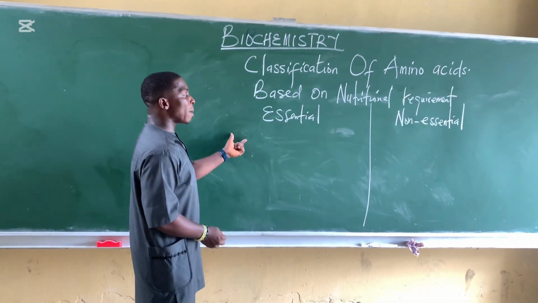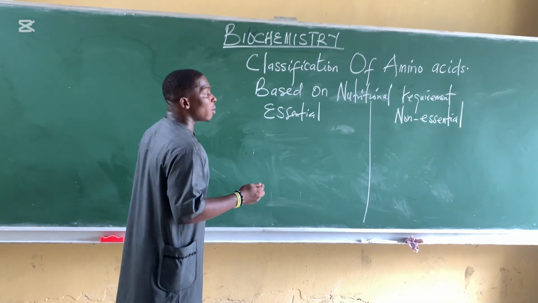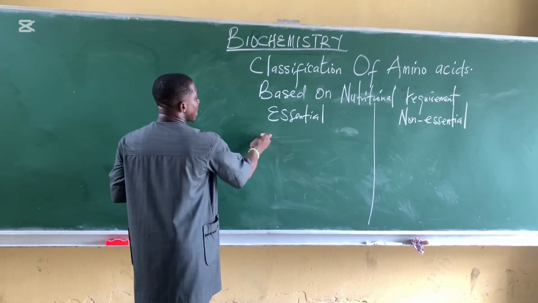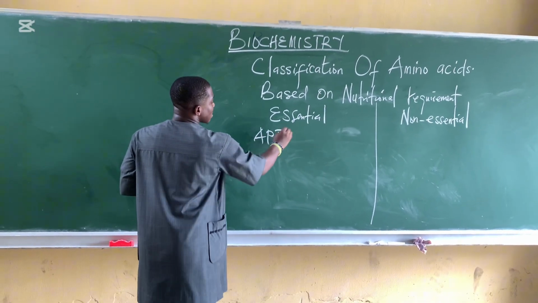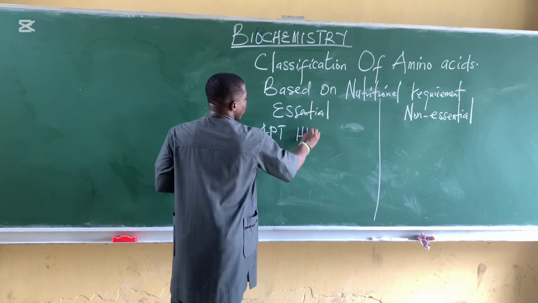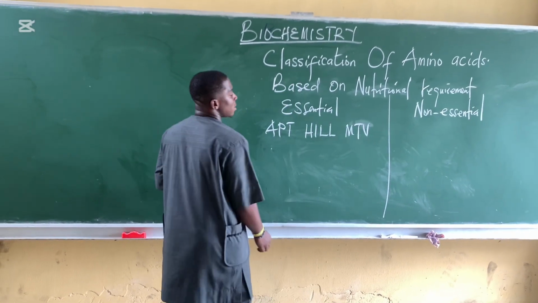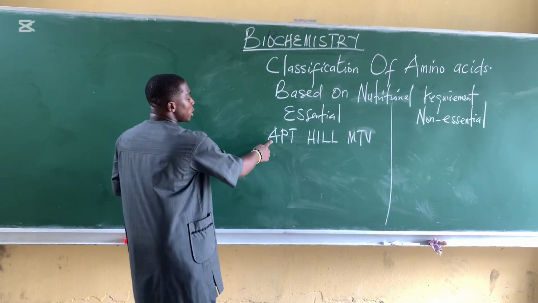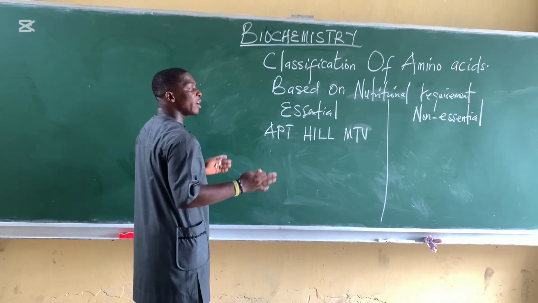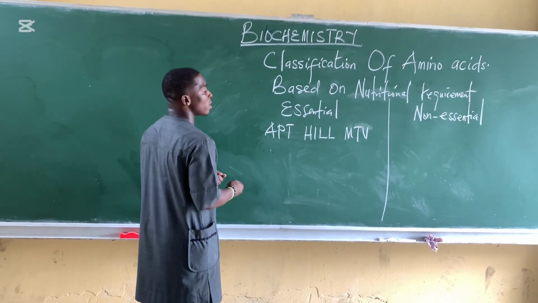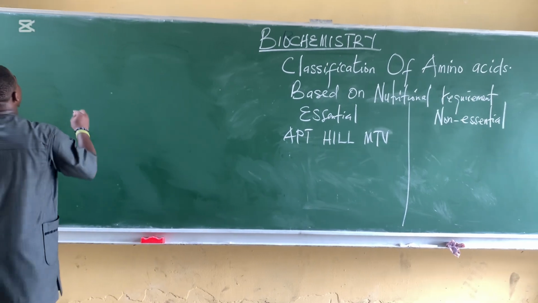Now, how do we remember the essential amino acids? We can remember them with an acronym known as ACT, MU, and MTU. Each alphabet represents a different amino acid. Now, let's talk about the essential amino acids.